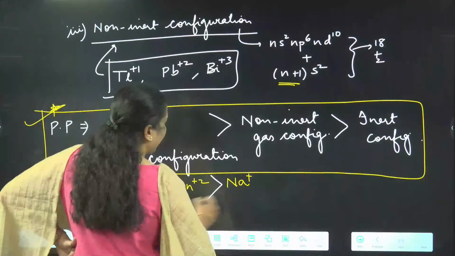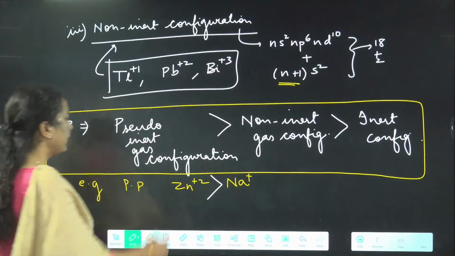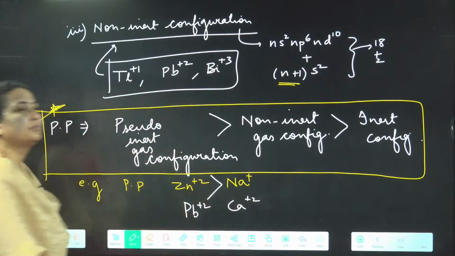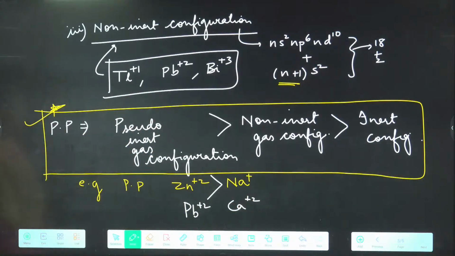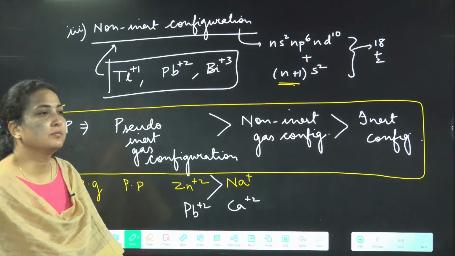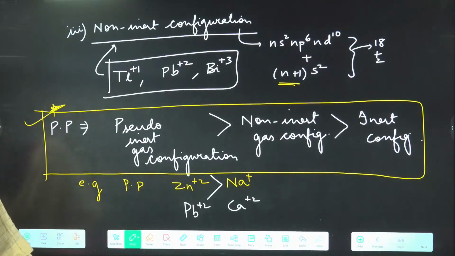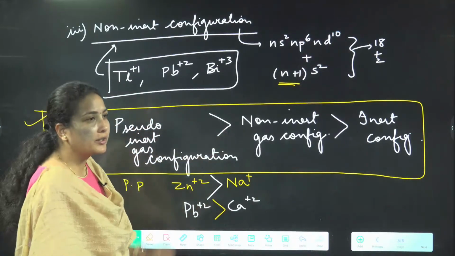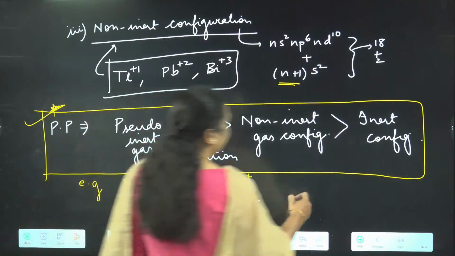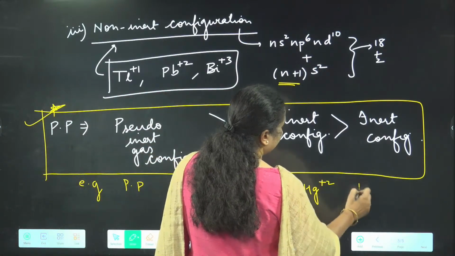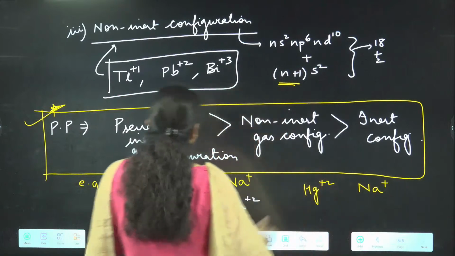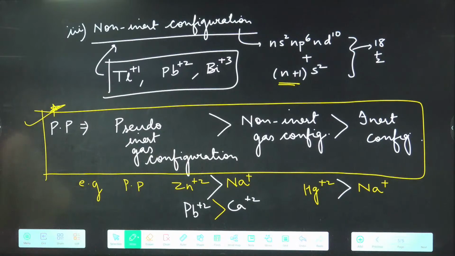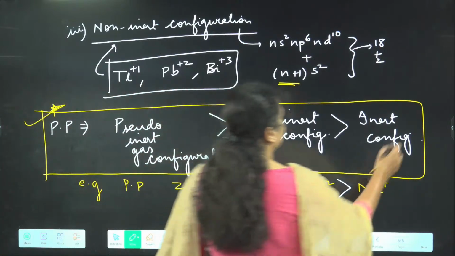Correct. So it should be for Zn plus 2, right? Then if I give you Pb plus 2 and Ca plus 2, if it is second, then thumbs down. In this case, it is for Pb plus 2 only, because it is non-inert gas configuration. Getting it? Again, if I write down Hg plus 2 and suppose Na plus, out of this you are having pseudo-inert gas configuration, and for Na plus you are having basically inert gas configuration, right?